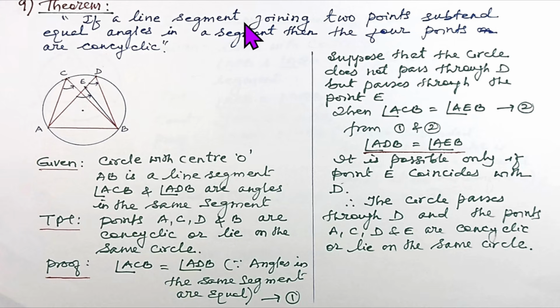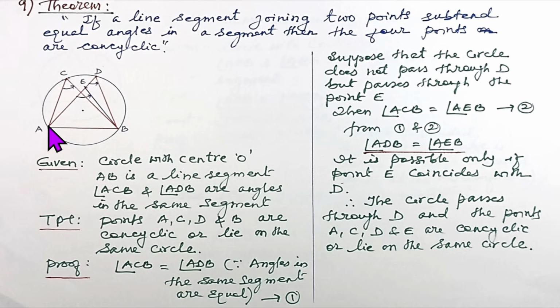The theorem is, if a line segment joining 2 points subtends equal angles in a segment, then the 4 points are concyclic. So let us understand this. We are given a circle with center O. AB is a line segment, and it joins 2 points, so you can even call it a chord. It subtends an angle ACB at the circumference. ACB is the angle in the bigger segment here, or the major segment, and also ADB is another angle in the same segment. So we have ACB and ADB as two angles in the same segment.